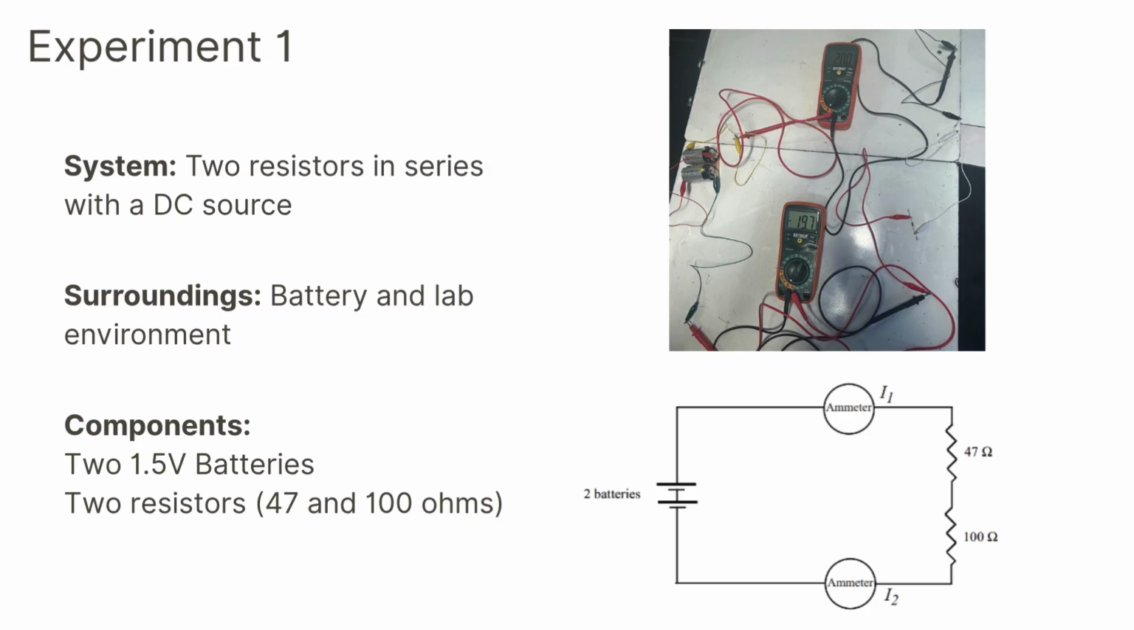So now for the experiment. Experiment 1: we had two resistors in series with a DC source, which was the battery, and we had the battery and lab environment, which were the surroundings. The components were two 1.5 volt batteries and two resistors, 47 and 100 ohms. And here's a diagram of what it looked like.